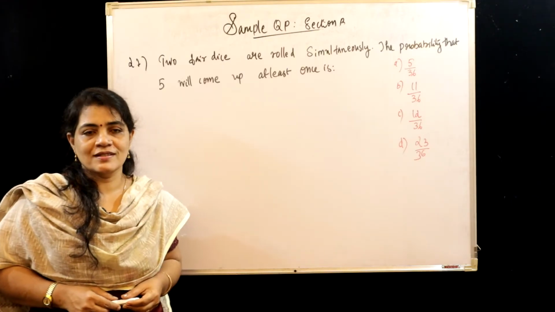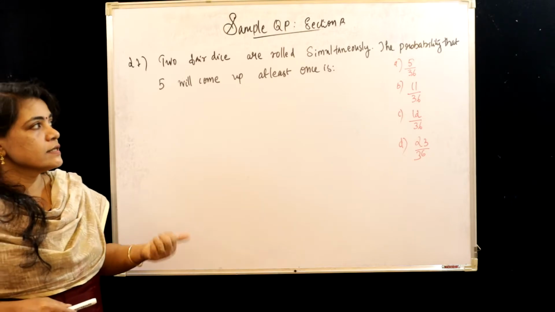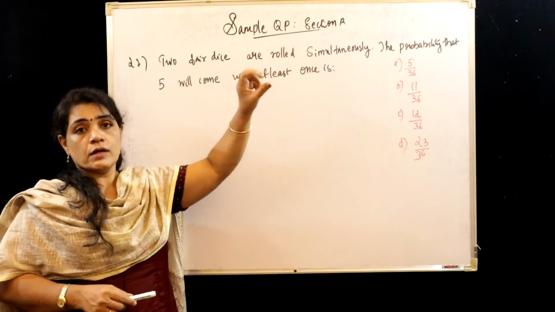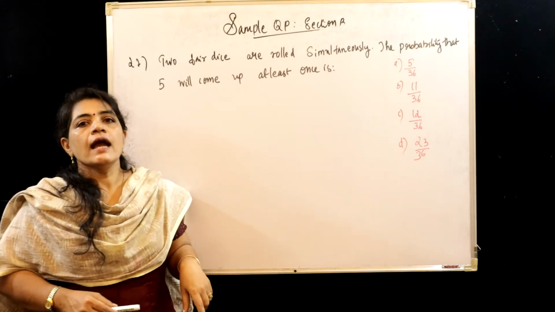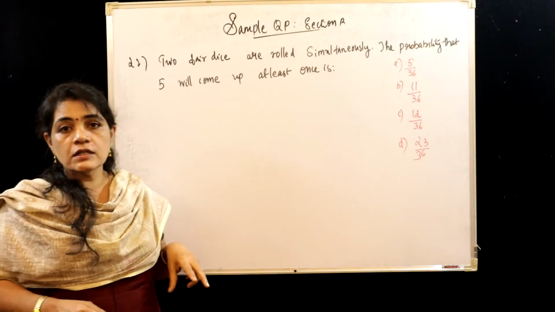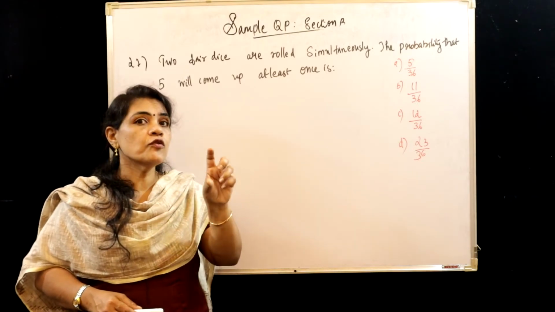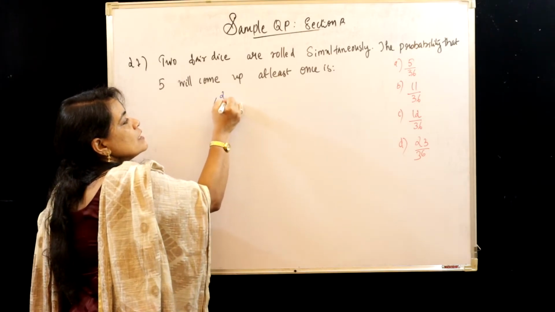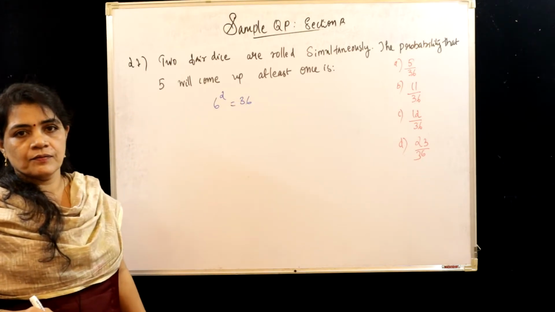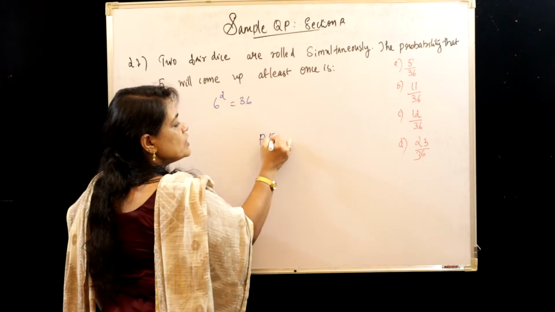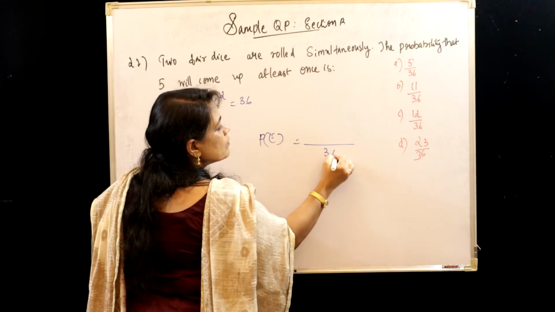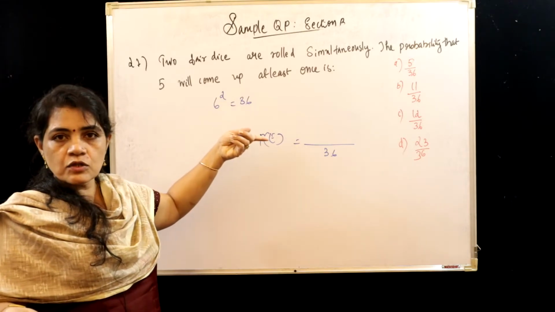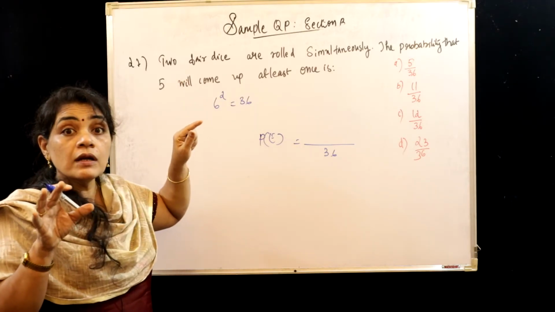Now the 27th question. 2 fair dice are rolled simultaneously. The probability that 5 will come up at least once. At least once. And here children, we have to first find out the total number of outcomes. For that, 2 fair dice are rolled. That means 6 to the power 2 is the total number of outcomes, that is 36. And what is the event? That is up to our question. What is asked in the question is the favorable event.